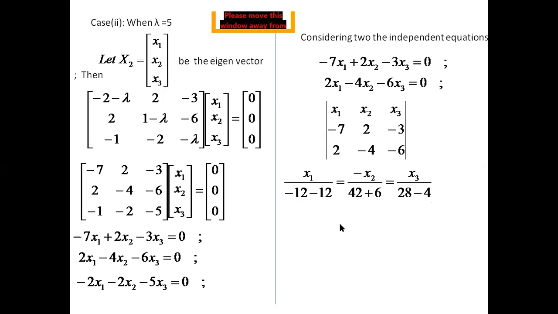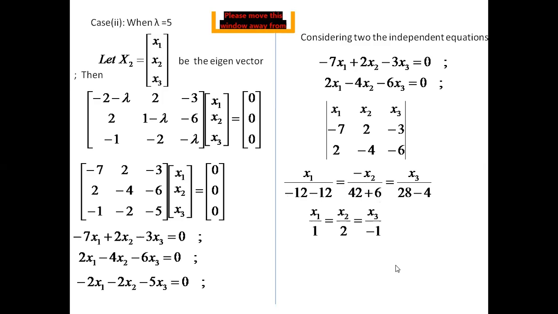24 is common throughout. Divide throughout by 24. So we get here x1 by minus 1. This is 3. Here 24, 1 we get. So, or you multiply by minus sign to make it plus. So what you get? x1 by 1 is equal to x2 by 2 is equal to x3 by minus 1. Dividing throughout by minus 24. So this we obtain as the eigenvector.